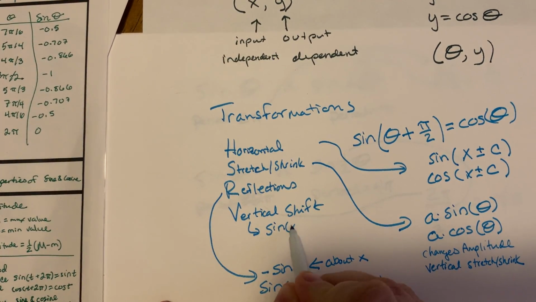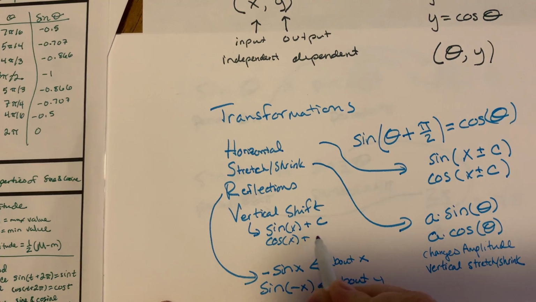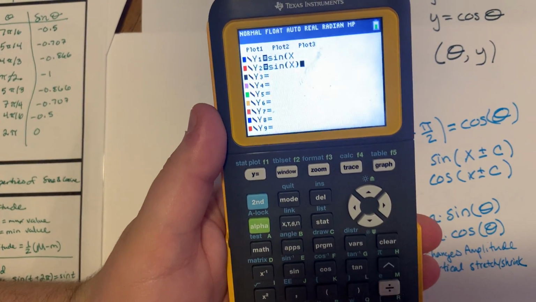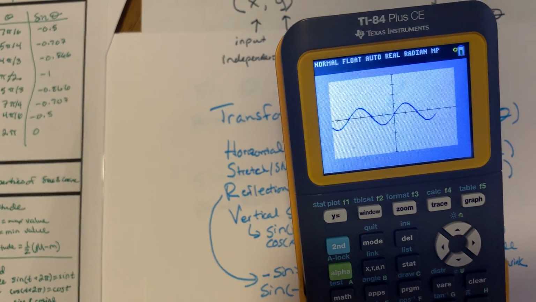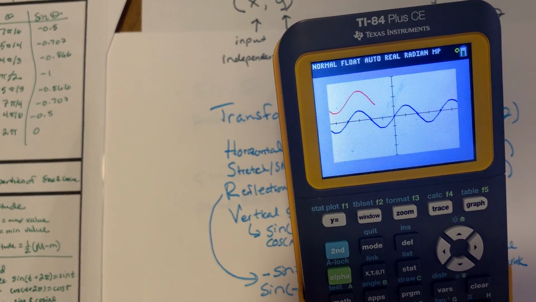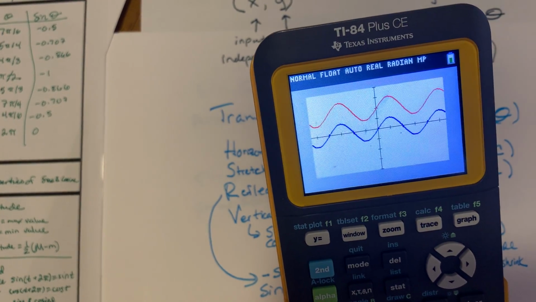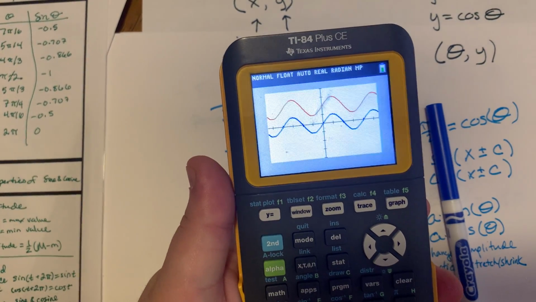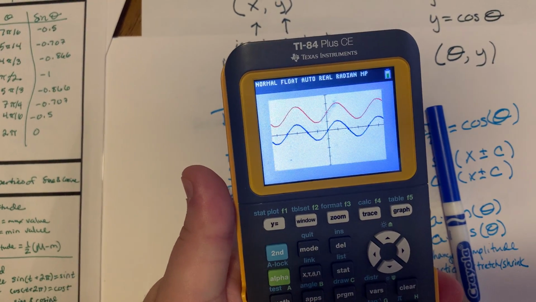So if we have sine of x plus some constant, or cosine of x plus or minus some constant, it's just going to shift it up or down. So here we have sine of x plus 2. So we have our sine of x. Sine of x plus 2 just moves the whole thing up. Notice the amplitude is still 1, because the distance from the peak to the valley doesn't change. It's just now centered around a different point.